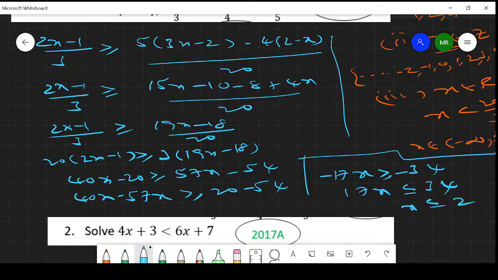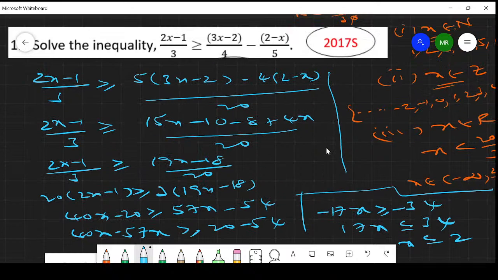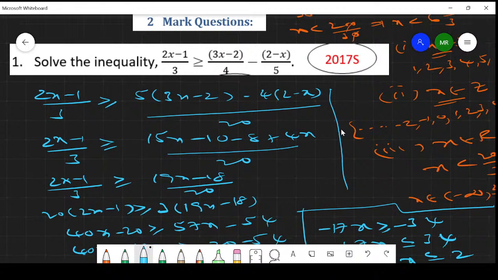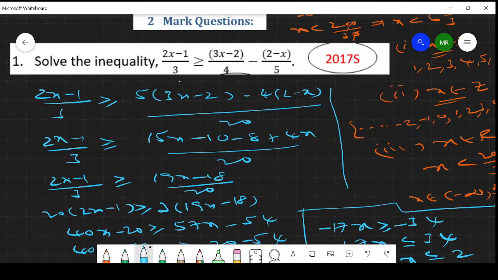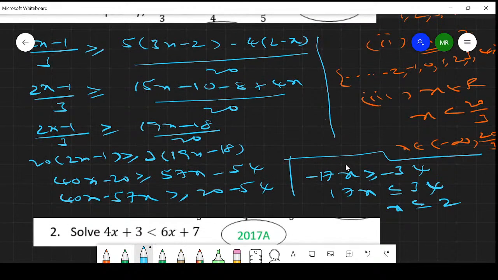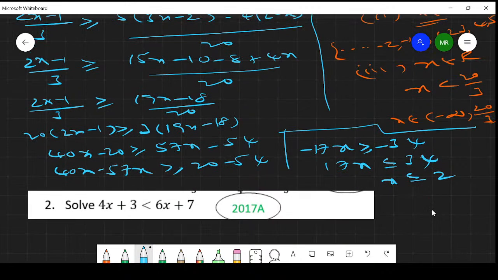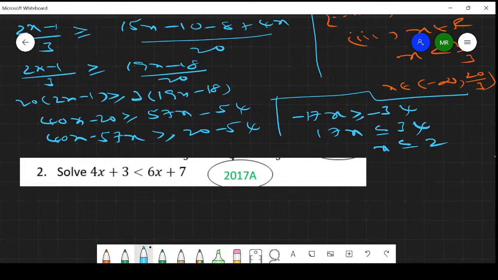Here in the given problem, they said solve for real x. They didn't mention it explicitly, and when nothing is mentioned, you should solve for real x only. X is a real number. Where they have not mentioned anything, consider it a real number. X less than or equal to 2.